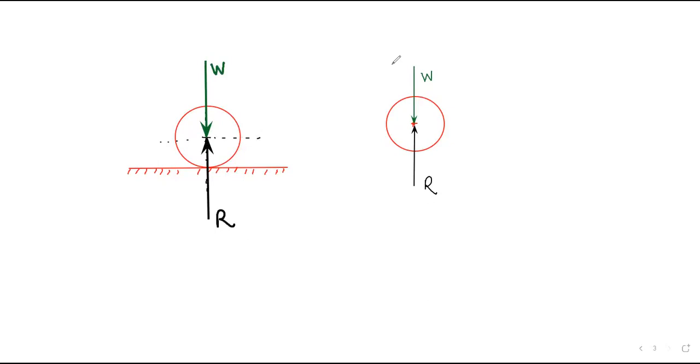One more key point you should always remember: this reaction is always perpendicular to the surface, no matter how the surface is. If the surface is horizontal, the reaction will be vertical. If the surface is inclined, then the reaction is always perpendicular to the surface. This reaction R, whatever you are getting, is always perpendicular to the surface. You can note down this point also. This is also a very important point. Whatever reaction you get from the surface is always perpendicular to the surface.